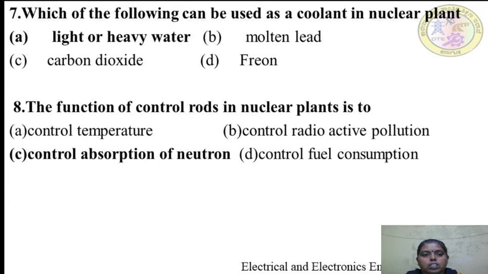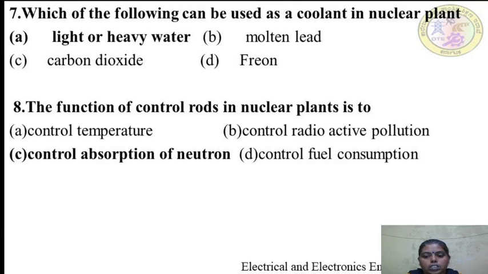Next, seventh, which of the following can be used as a coolant in a nuclear plant? A. light or heavy water, B. molten lead, C. carbon dioxide, D. freon. The answer is A, light or heavy water. The coolant used in a nuclear power plant is either light or heavy water.